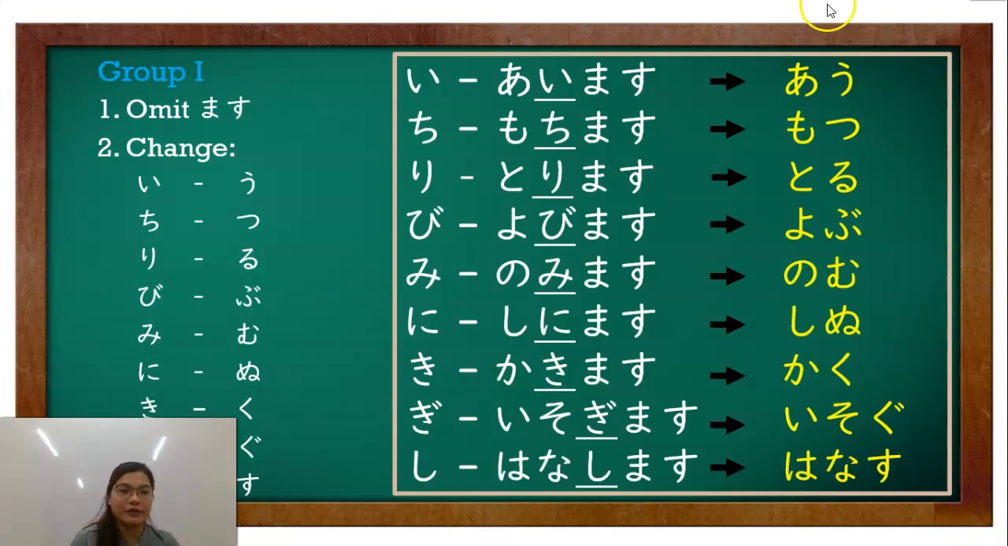Okay, now let's read all the words that change into dictionary form. Imasu, iu. Mochimasu, motsu. Torimasu, toru. Yobimasu, yobu. Nomimasu, nomu. Shinimasu, shinu. Kakimasu, kaku. Isogimasu, isogu. Hanashimasu, hanasu. Okay? So gagawin mo lang siya into U sound.